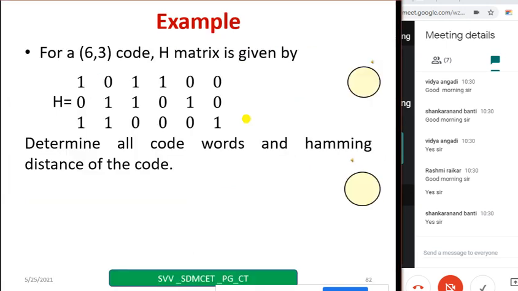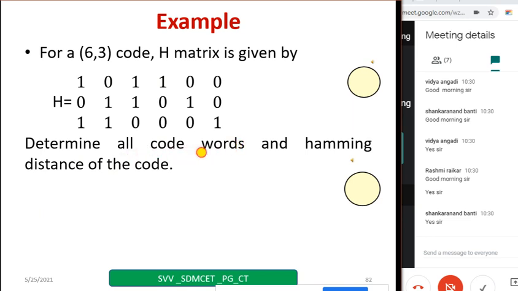So this was given to you for a (6,3) code. The H matrix is given, and determine all the code words and the Hamming distance of the code. How to determine the code words we have discussed, and I told you people to do it. Hope most of you might have done it.